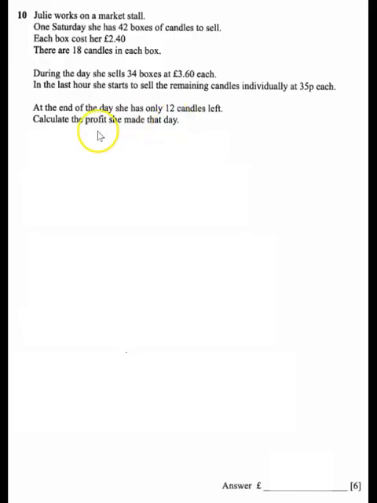So when you're looking for profit, what you want to do is find out how much she bought them for and how much she sold them for. And then you would take that away to find how much she made on profit. So we have to start somewhere. So we can find out 42 times £2.40. So this is how much she bought the whole thing for.